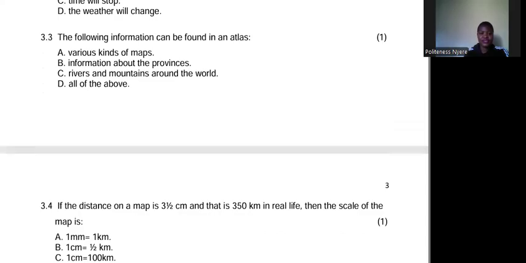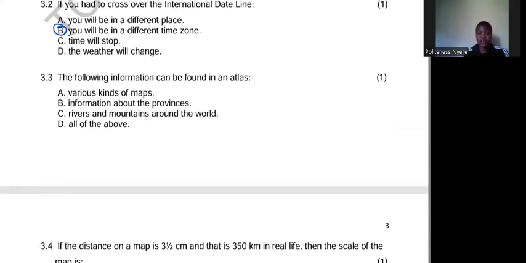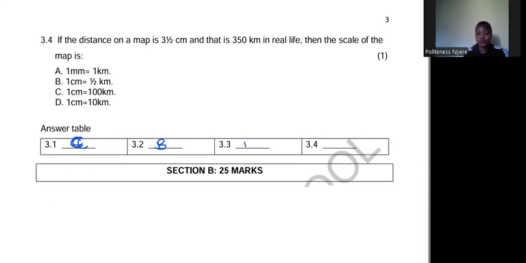Okay, then the next one, 3.3. The following information can be found in an atlas. What is an atlas, by the way? An atlas is a book of maps. It gives us different types of maps. So number one, A, various kinds of maps. That is correct. B, information about the provinces. Of course, we can find information about provinces because we'll be having provincial maps. Then rivers and mountains around the world. Of course. So our answer there is D, which means all of the above.